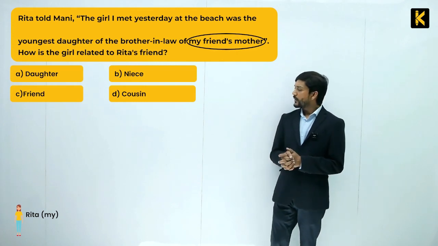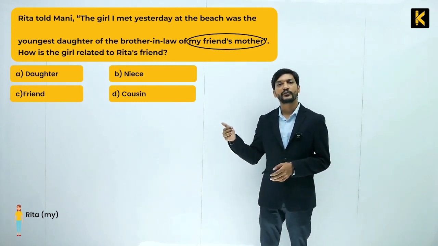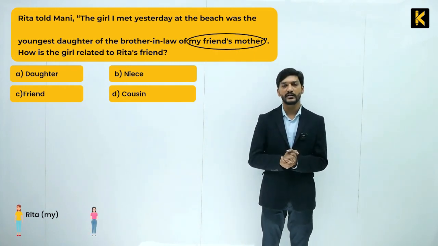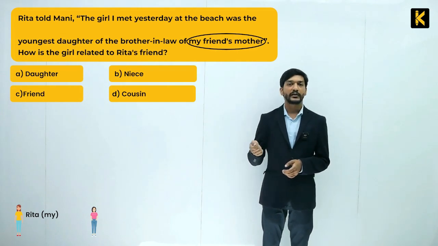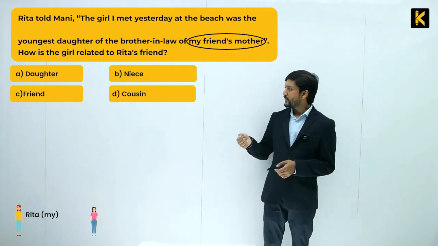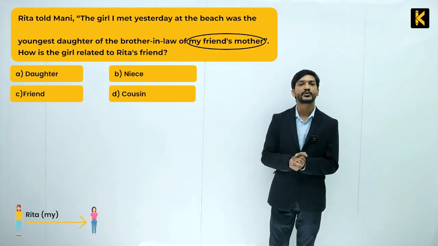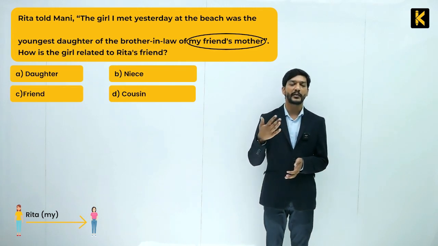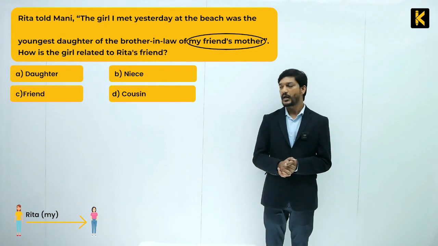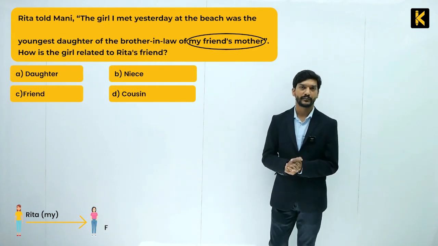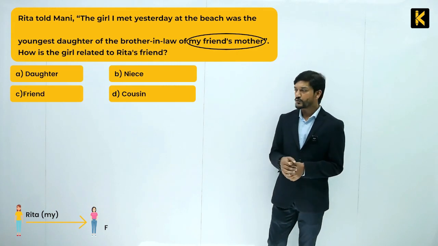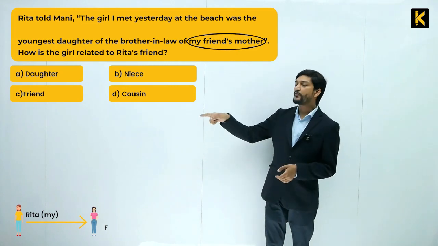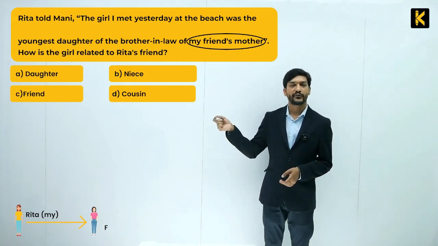Now, my friend. I have to show the friend of Rita. The friend will be in the same generation, and I just said that I have to show it with an arrow symbol. So let me make an arrow like this and show one friend of Rita. I don't know whether that friend is male or female, so I'm writing just the letter F. F means friend. So this F is the friend of Rita.